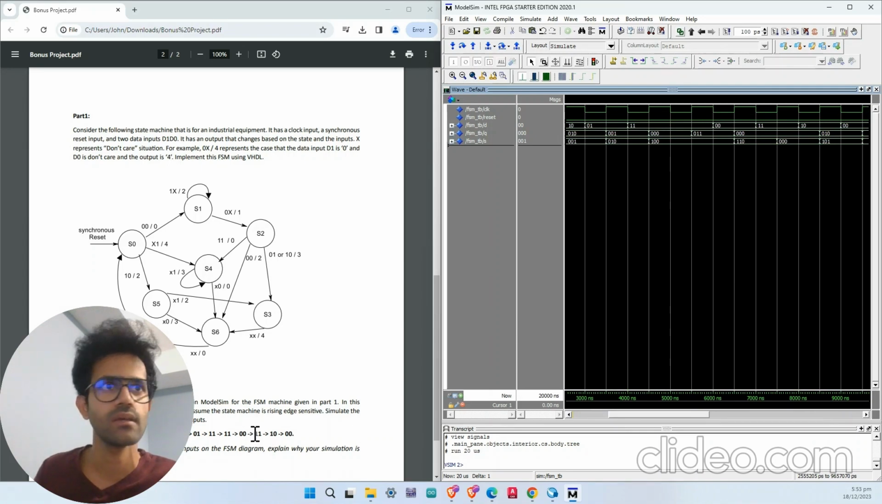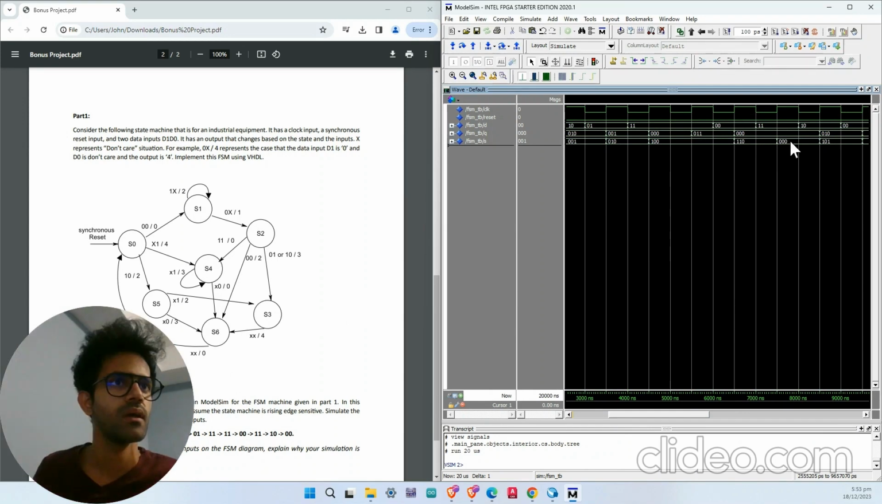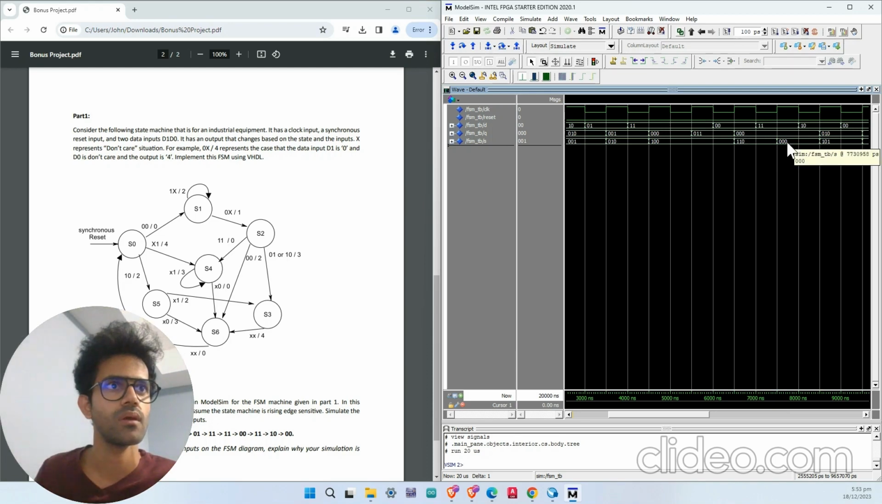And now we are in state 6 and it's getting input of 3. It doesn't matter what the input is, it's supposed to go to state 0. Yeah, it goes to state 0.